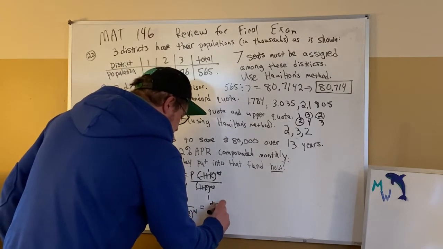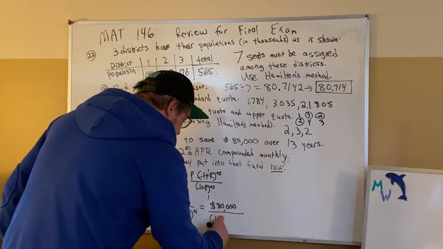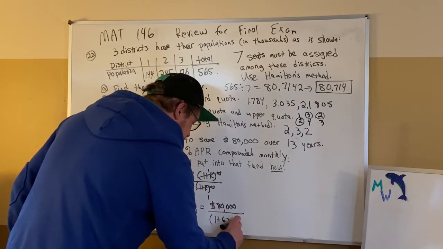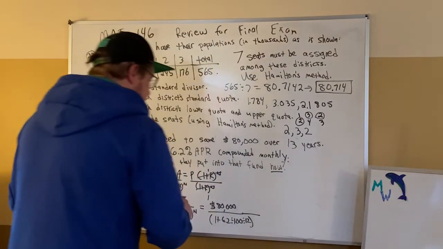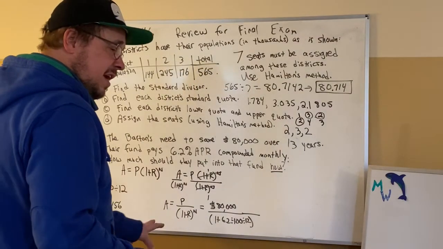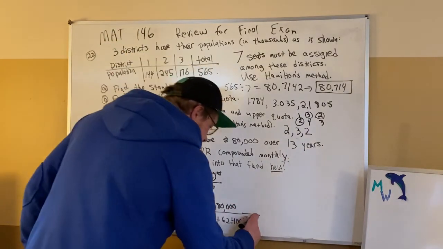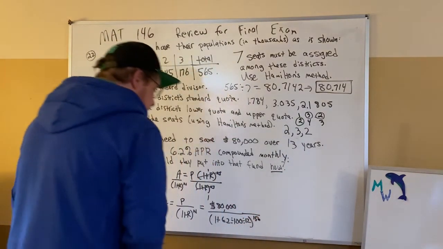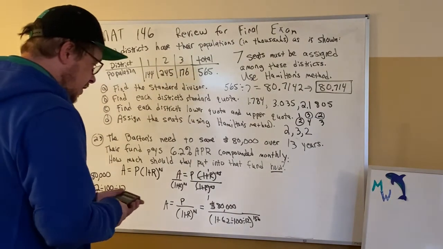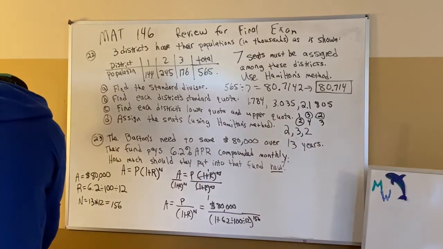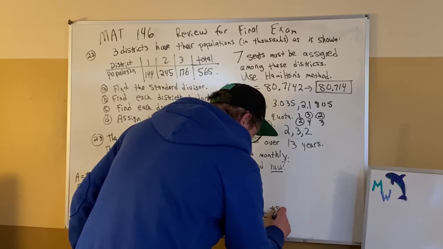P is $80,000. What I need to get down here is 1 plus 6.2, divide by 100, and divide by 12. That will get me a good factor to work with using the excess memory that the calculator has to get as much accuracy as possible. Take that up to the power 156. So we'll go with our calculator here. The 80,000 can stay for this step.